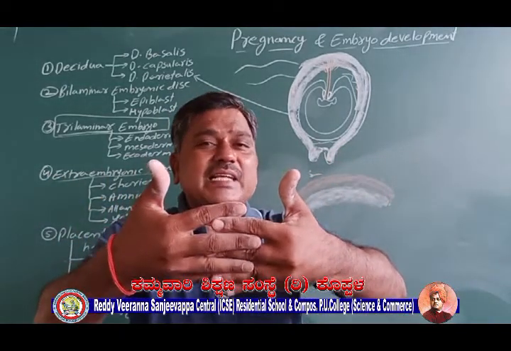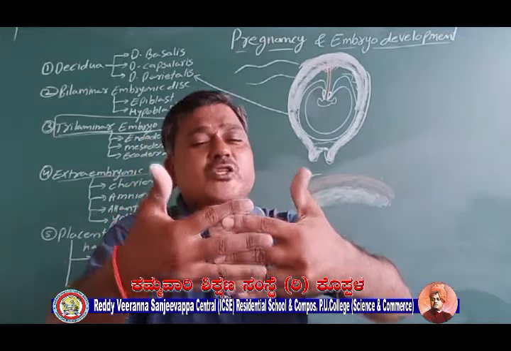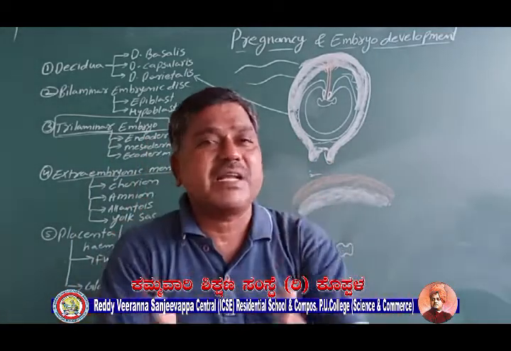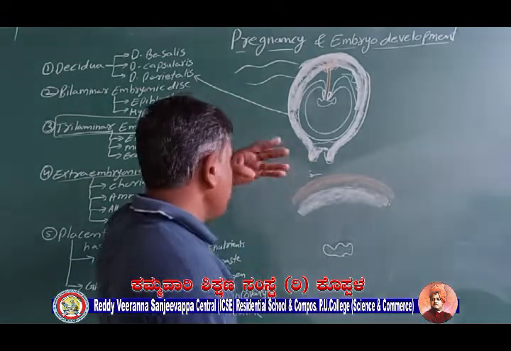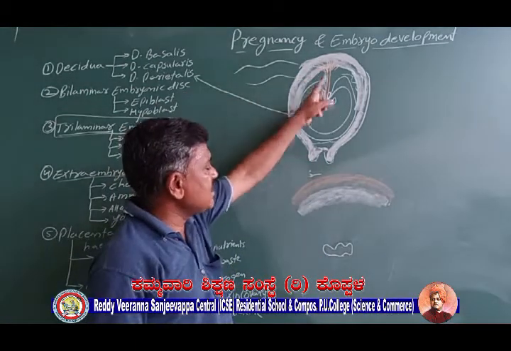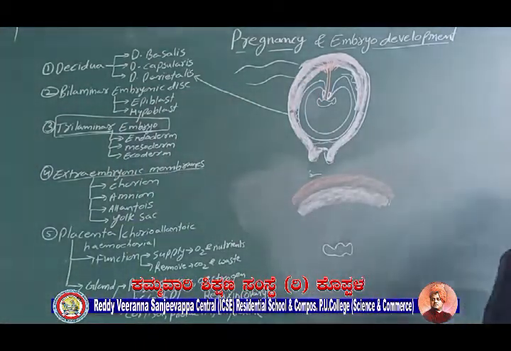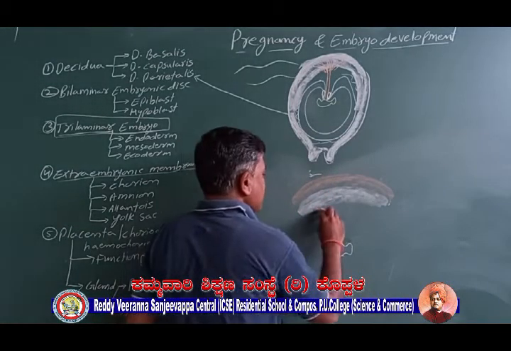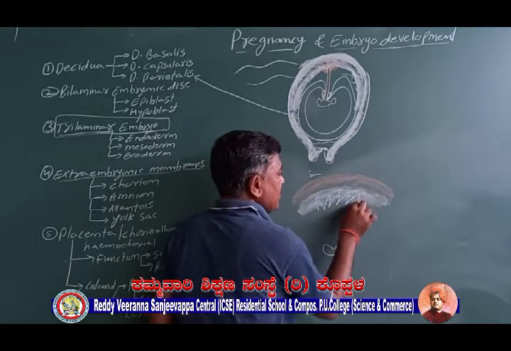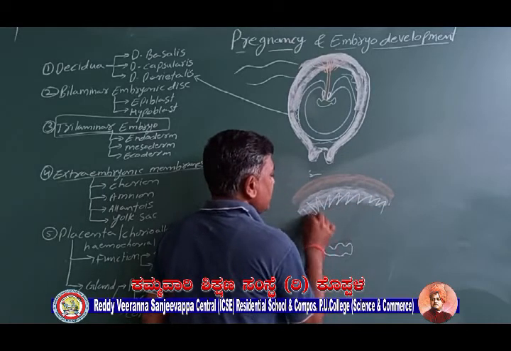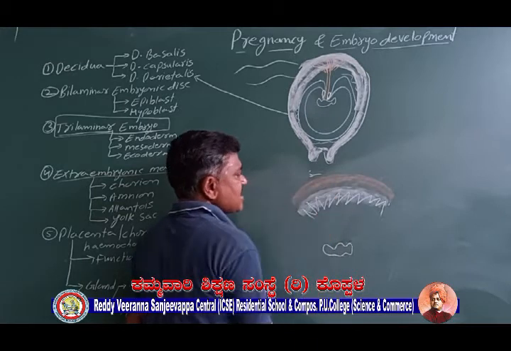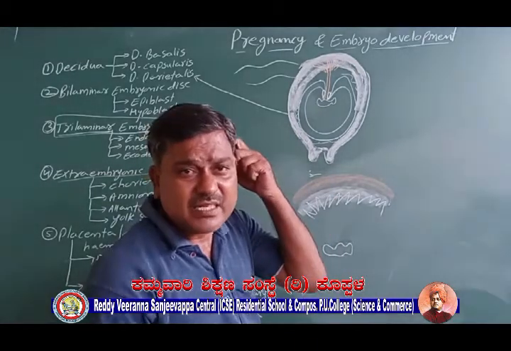This interaction between the tissue of the mother and the tissue of the embryo is the placenta. Here we can show the formation of chorionic villi. These chorionic villi move towards the blood vessels, and these form the placenta.